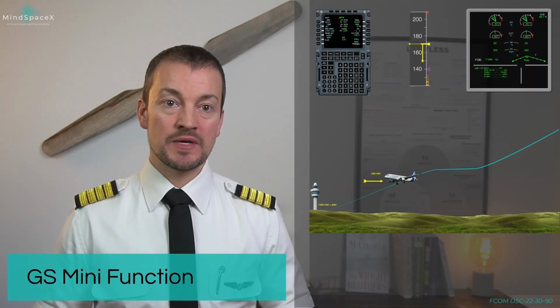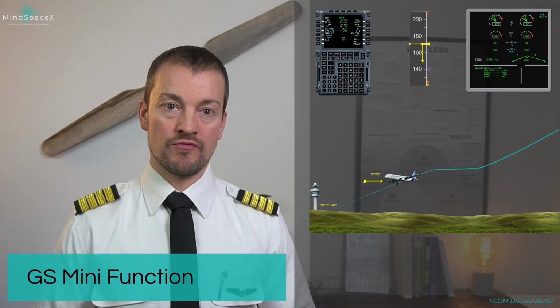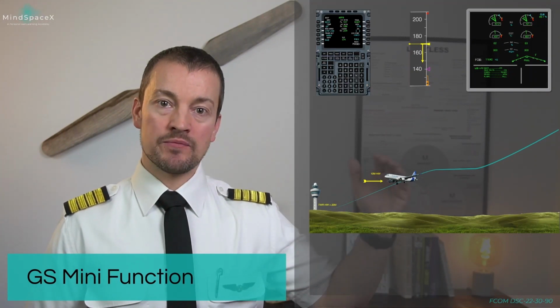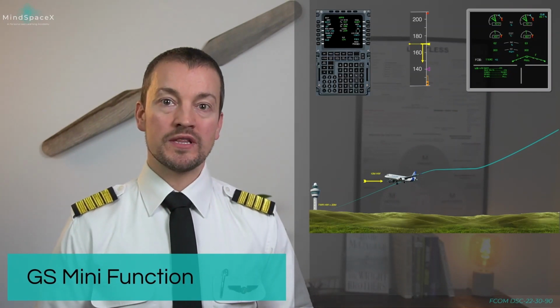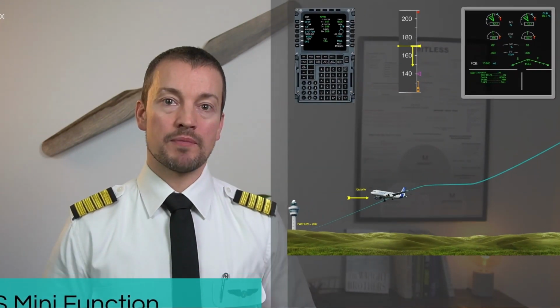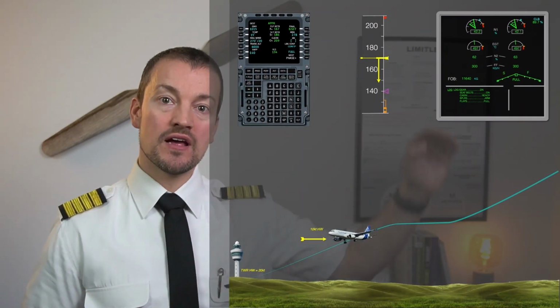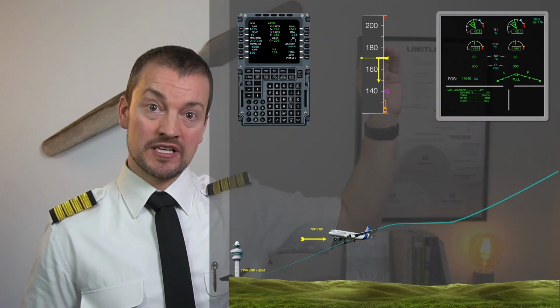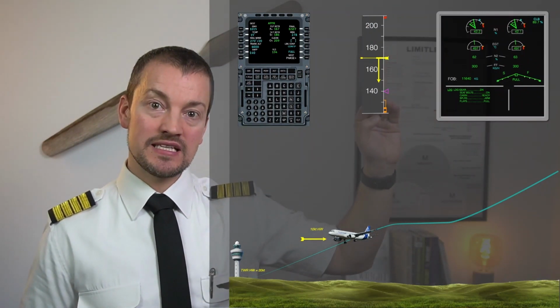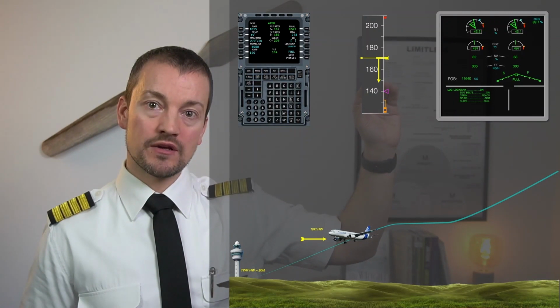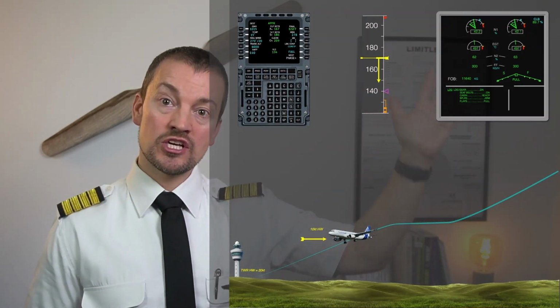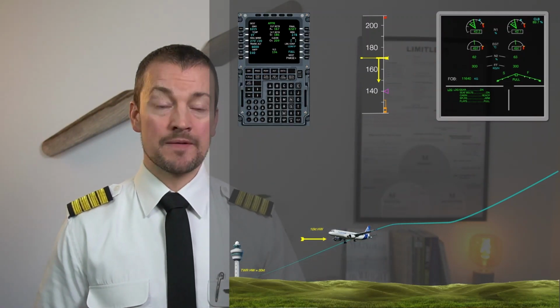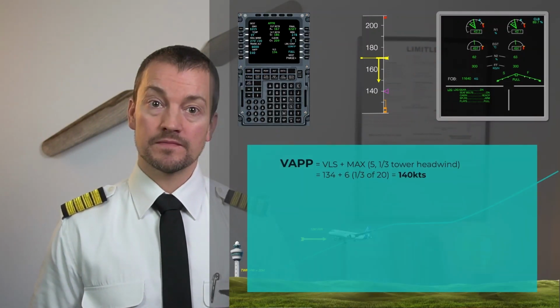With the ground speed mini function working, remember, it targeted, because of the gust, a much higher speed, with the engines slightly spooling up. And as you can see right here, my speed was 170. Now it's nicely decreasing back down to 140. And what did the engines do? The engines had a higher power setting, so they're just spooling down slightly, not to idle.